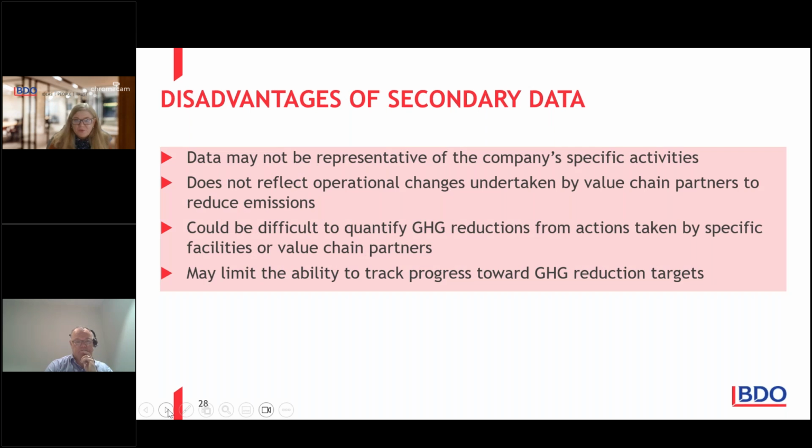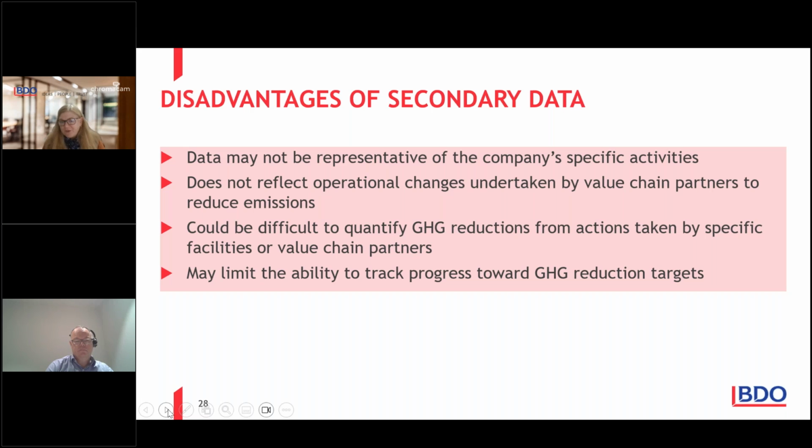Some of the disadvantages when you use secondary data: it might not be representative of company-specific activities. You use an industry average. So if you've got a particular supplier that only uses green energy, you haven't taken that into account, for example, because you've looked at an industry average and you thought that the whole industry in general use or do not use renewable energy. It does not reflect operational changes that have been taken by your suppliers. So year on year, if you just use industry averages, unless the whole industry improves, you wouldn't see the benefit. Your supplier might have improved what they do, but if you use industry averages, it won't be reflected.